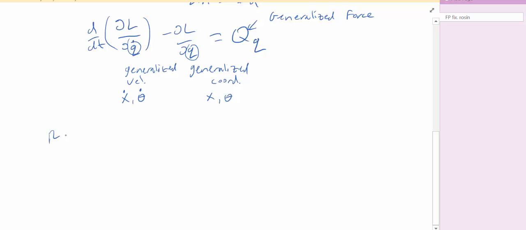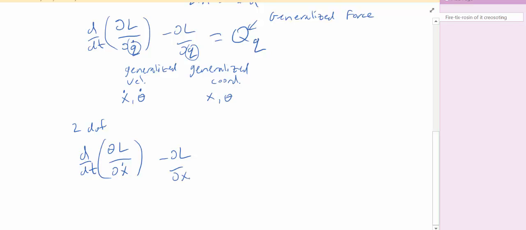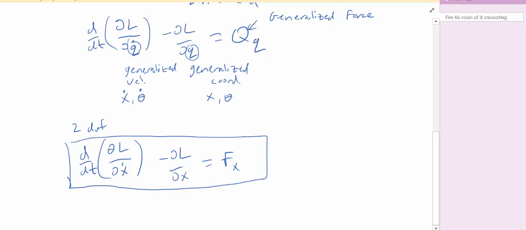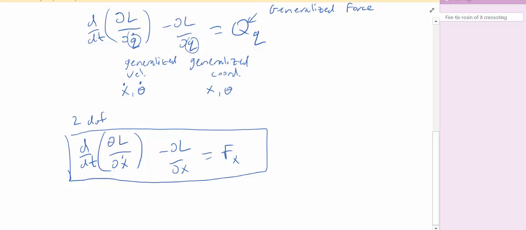So we have 2 degrees of freedom, and so here are our 2 equations of motion. Partial of L with respect to x dot, time derivative d/dt, minus partial L with respect to x equals F of x. Right, capital Q, because x translates, becomes a force.